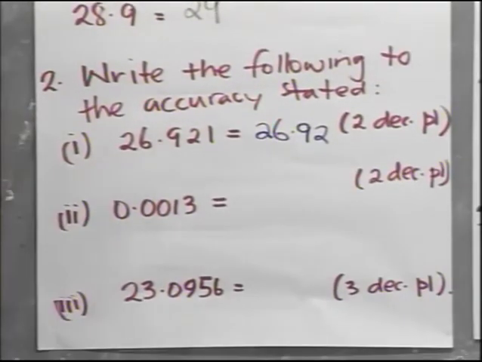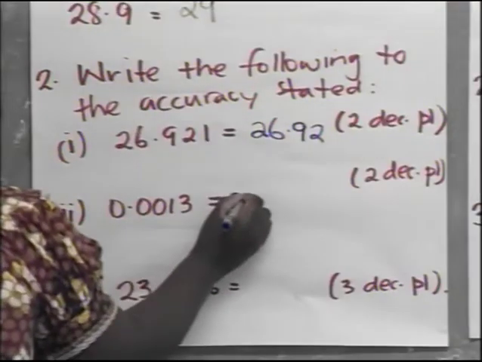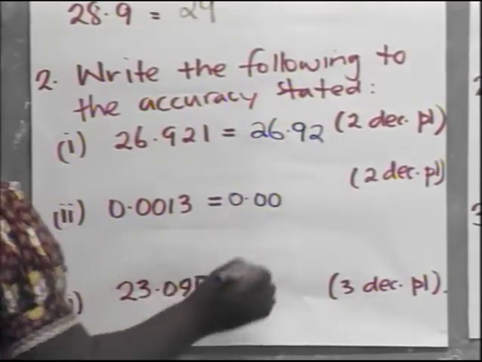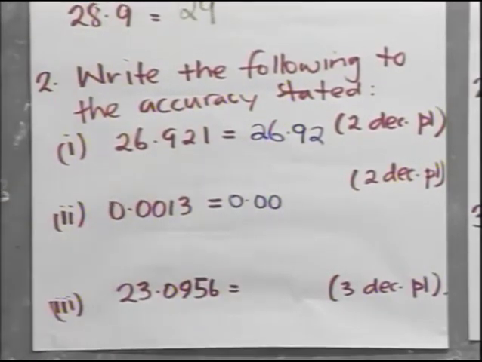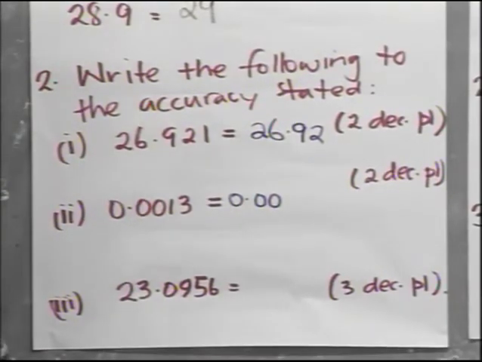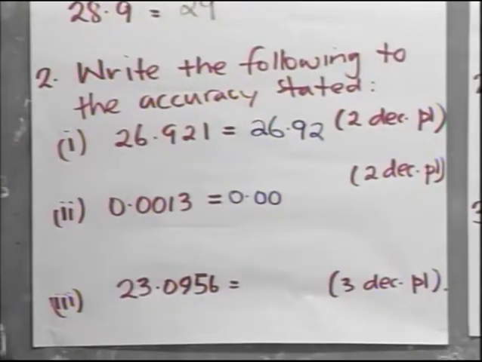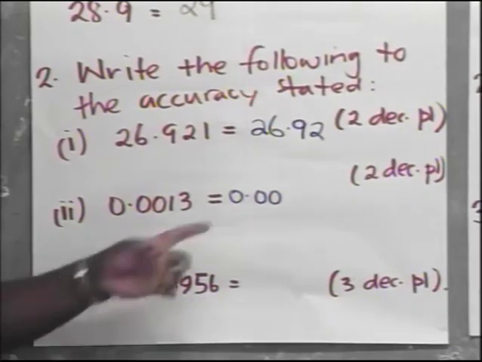Okay, I want to change this to 2 decimal places. Megan, what's my answer? 0. I've got to have 2 numbers after the decimal point. So it's 0.00. Although the value is 0, I have to indicate 2 numbers after the decimal point.